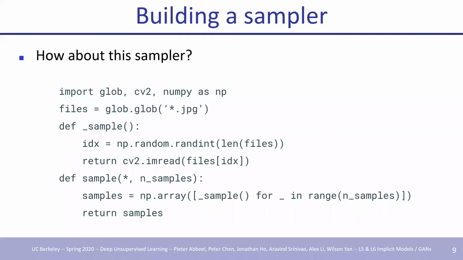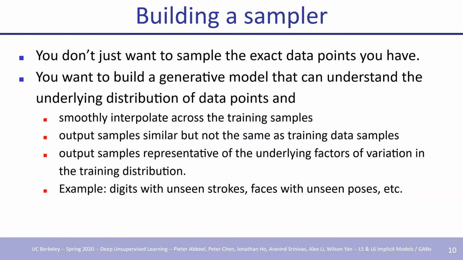So you never know whether you're getting it from the disk or from your data. But this is not what we want, right? This would make a perfect sampler, because every image is realistic, but it would be kind of pointless. Okay, so what do we really want?